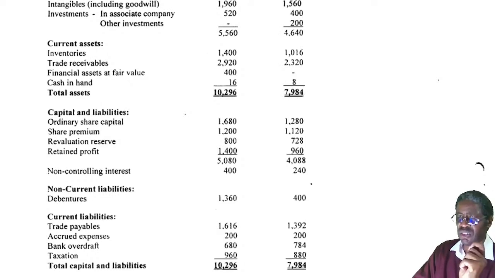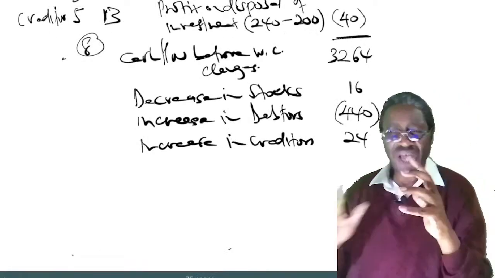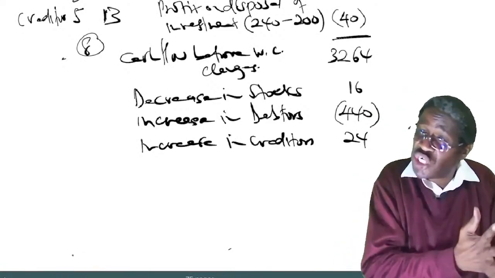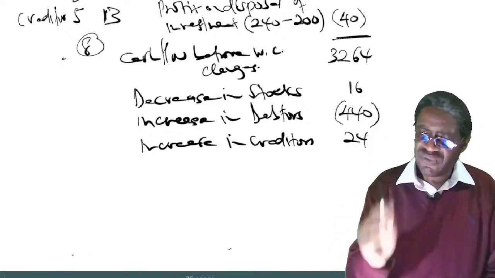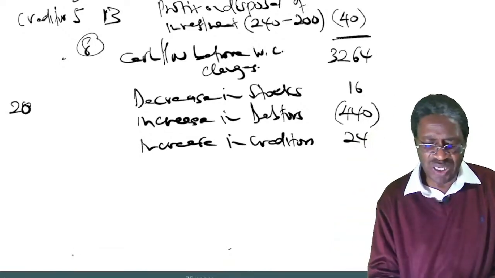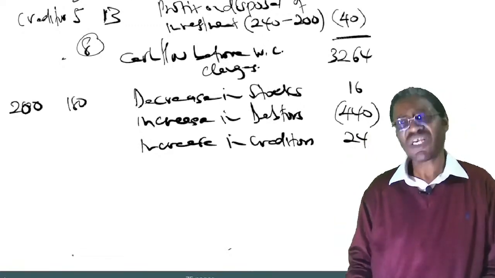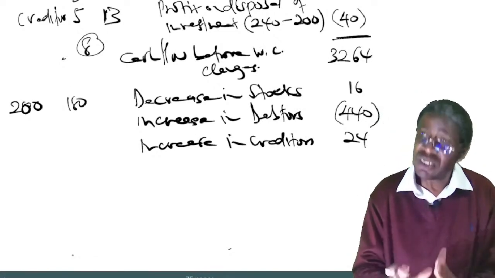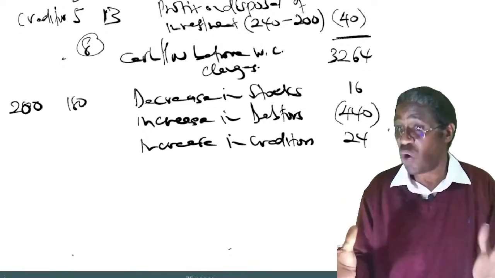Accrued expenses. Last year, 200. This year, 200. I told you last time that for that item, we shall not need to analyze it because there was no change in the accrued expenses. But what if last year the accrued expenses were 200 and maybe this year they are 180? What could have happened? You must have paid for the accrued expenses. And therefore you would come and say decrease in accrued expenses. They are part of working capital.